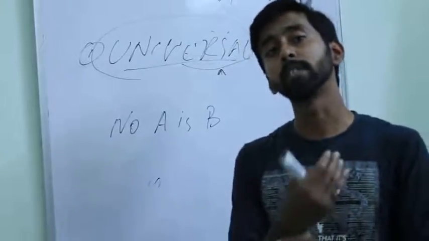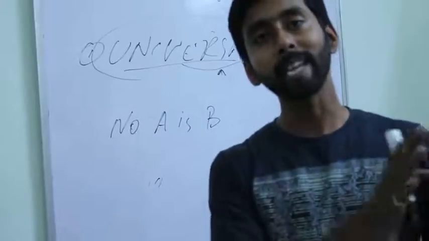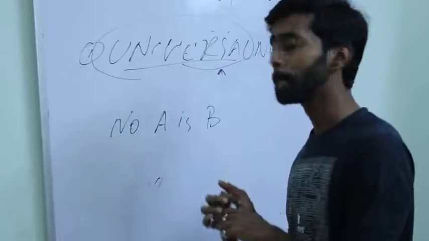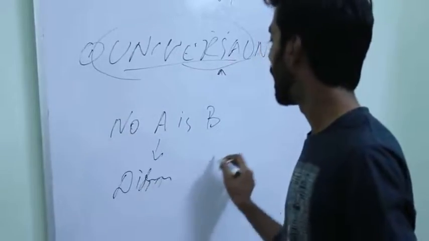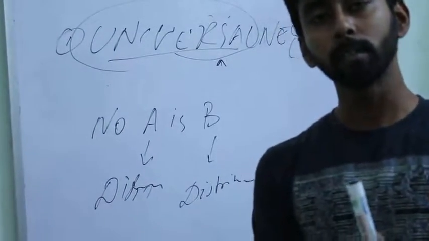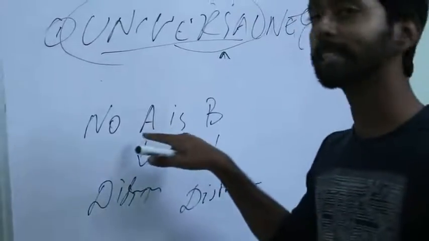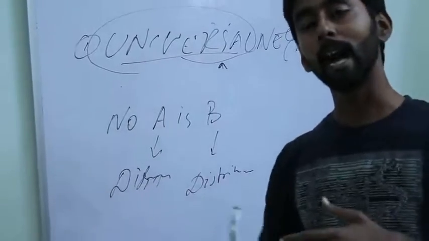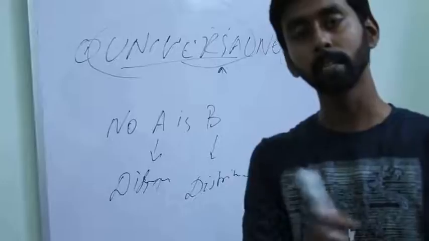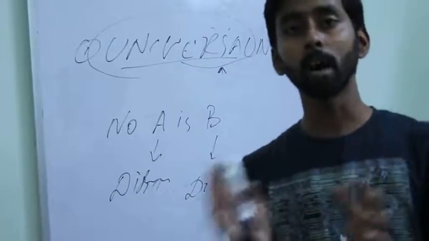Now, as far as the concept of distribution is concerned, with respect to a universal negative proposition, both terms are distributed: A, the one about which it is said, and B. So A is distributed and B is also distributed. That means none of the elements of class A belong to any of the elements of class B. Therefore, both the subject, that is A, about which something is said, and the predicate, which refers to the subject, are distributed. In order to simply understand it, both the terms are distributed.